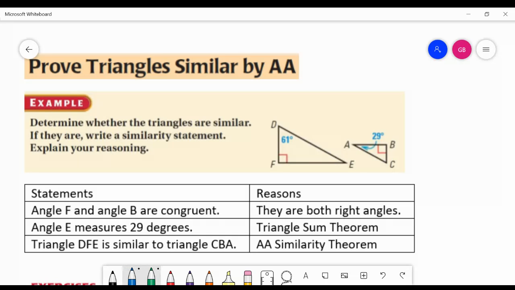Okay, so once I see that this is 29 degrees, oops, I forgot a step. So angle E measures 29 degrees and is congruent to angle A. Okay. So now that I stated that two angles are congruent, then triangle DFE is similar to triangle CBA by the angle-angle similarity theorem.